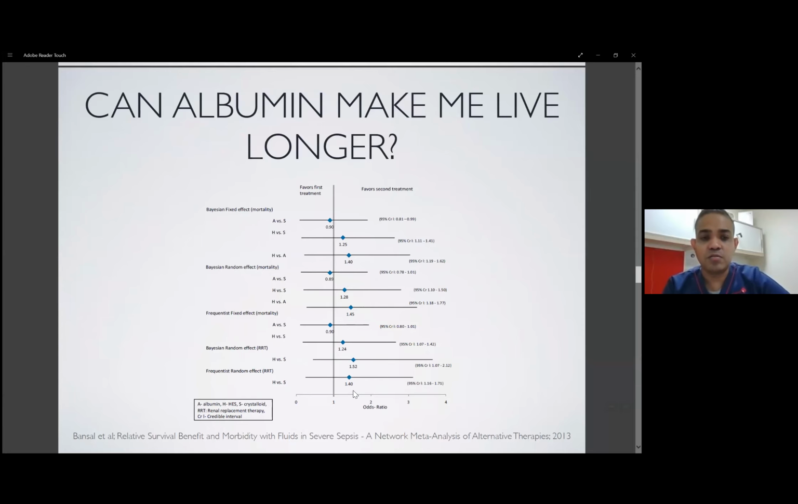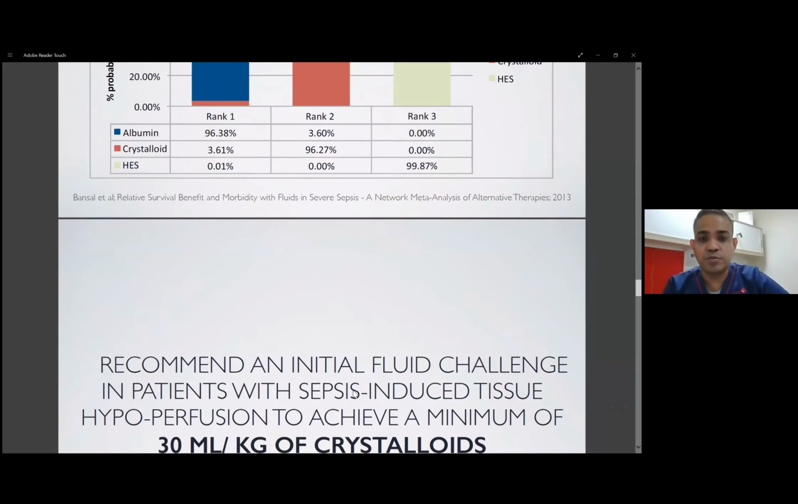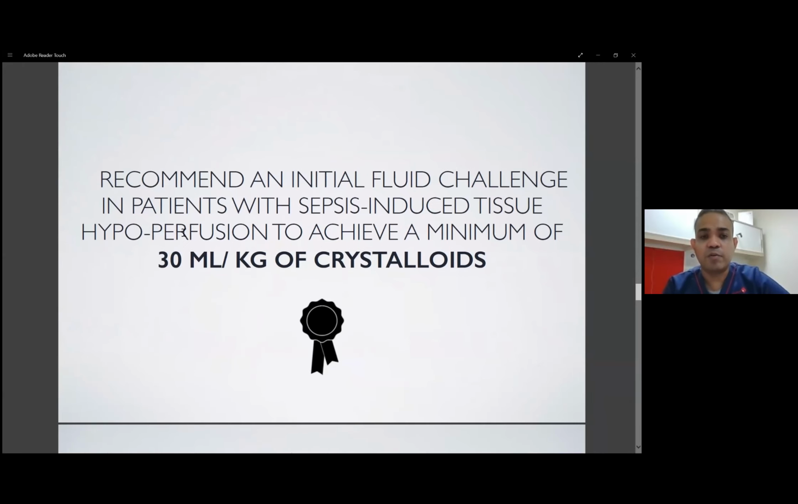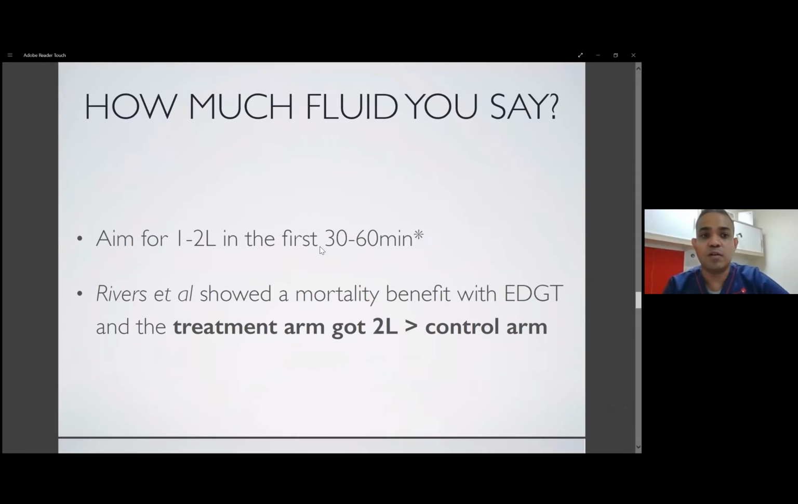So I think albumin is a good fluid to use, but at the end of the day, we probably want to make sure that you've given a decent amount of crystalloids. I'm going to use the word decent amount, right? Because I think, as Rohan rightly pointed out, don't flood the patient. If the patient is a 10 kg or 5 kg or 15 kg person, be judicious. You might not be able to go with 30 mils per kg fluid. You might have to go with something smaller.